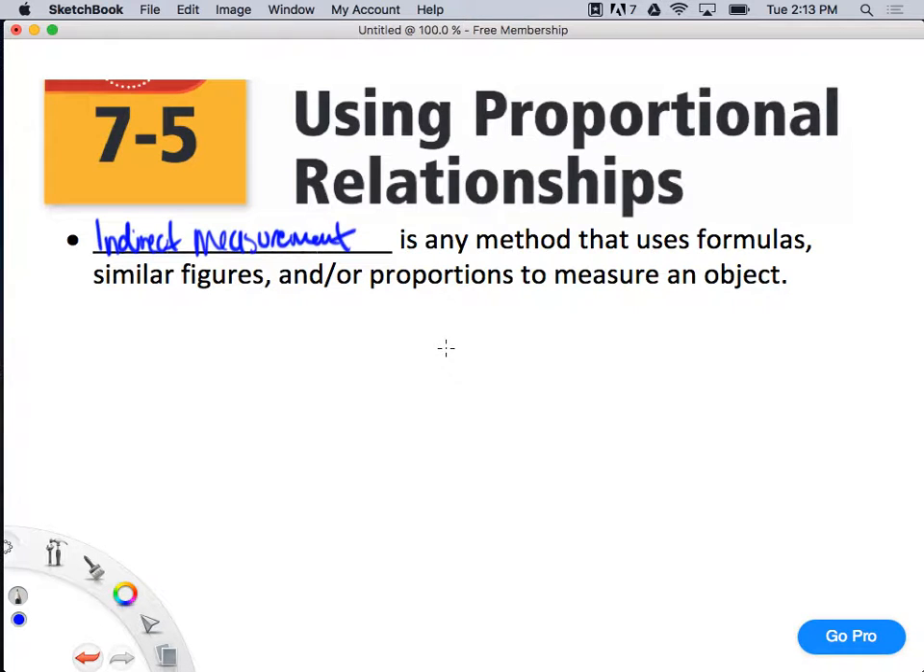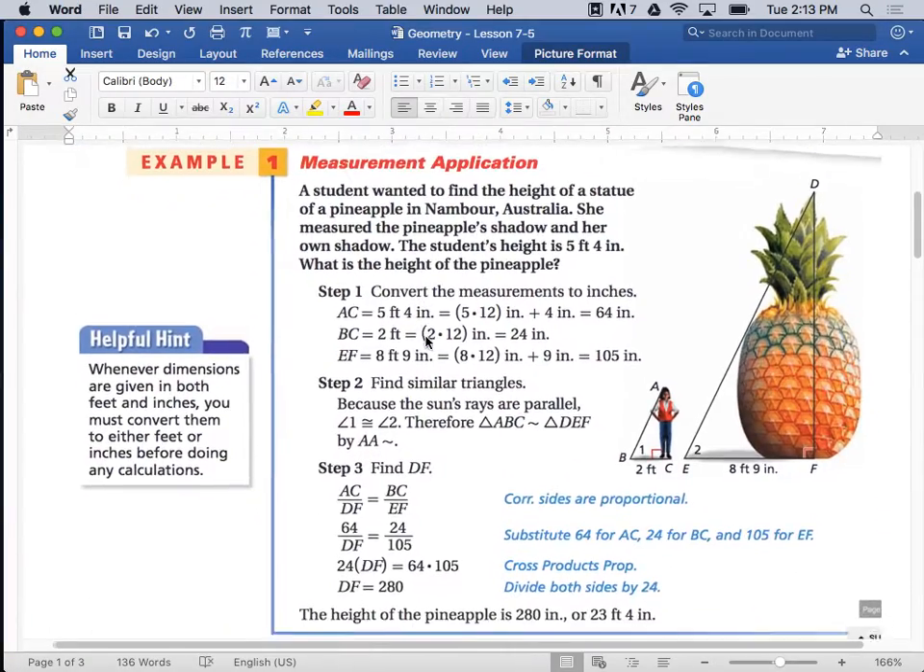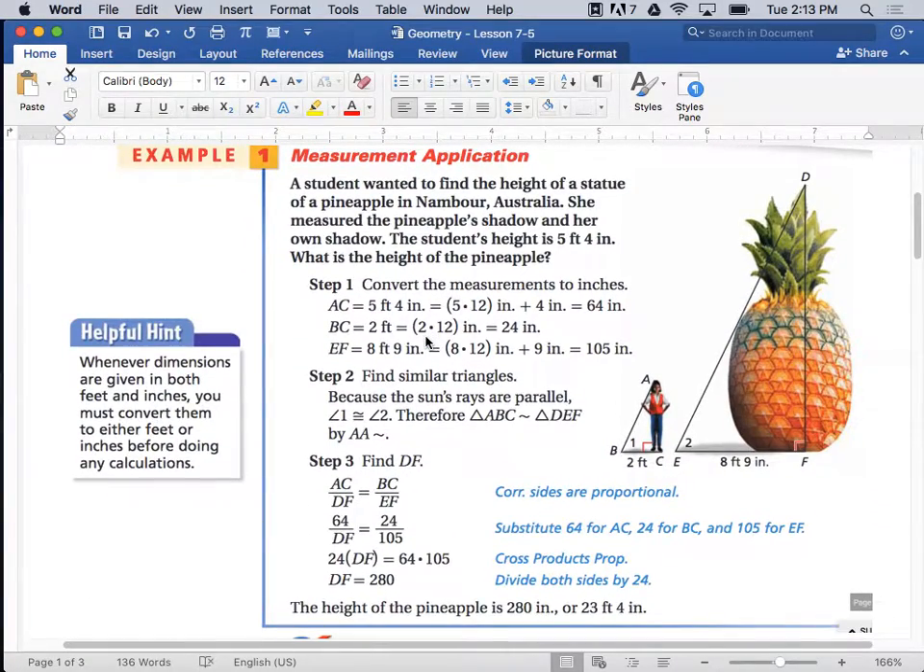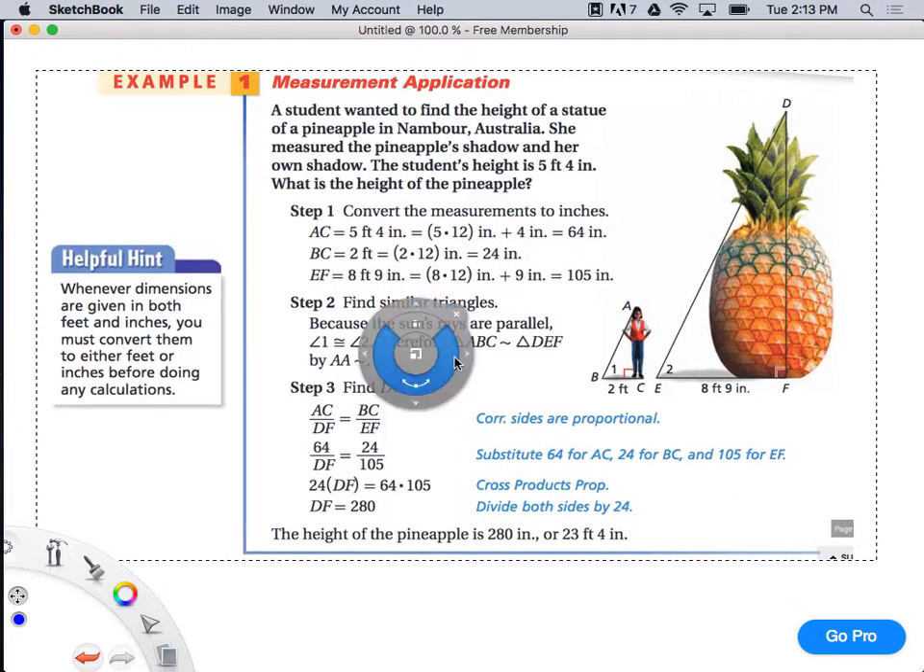So indirect measurement is when you're not just taking a measuring tape or a ruler out and measuring something. Indirect measurement is when you're using some kind of formulas or ratios or relationships to actually measure it. We see an example of this in the example below. I'm going to go through this example with you guys. Okay, let's take a look.